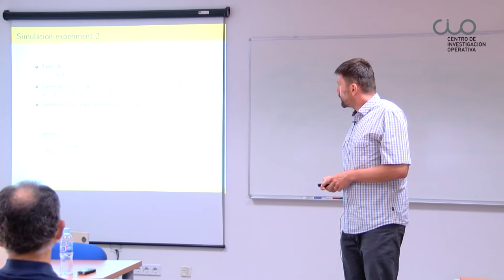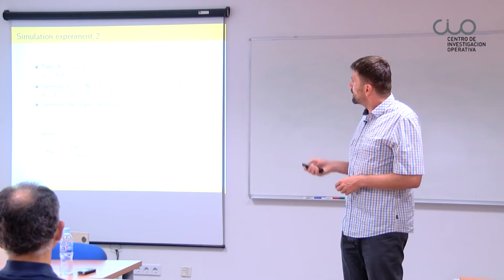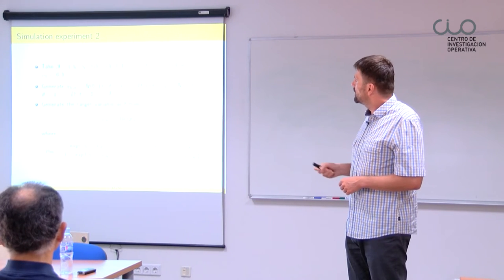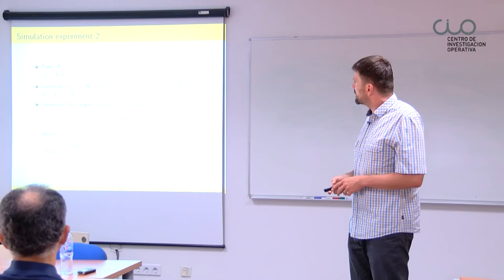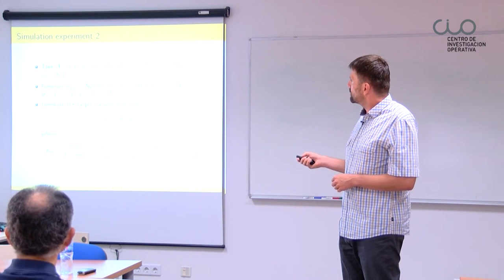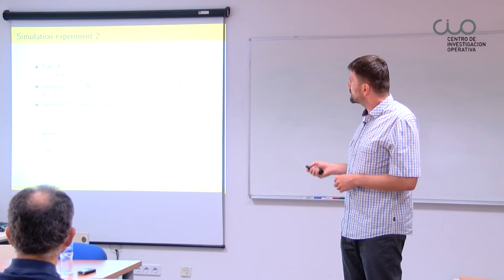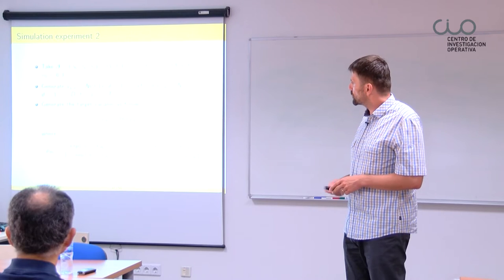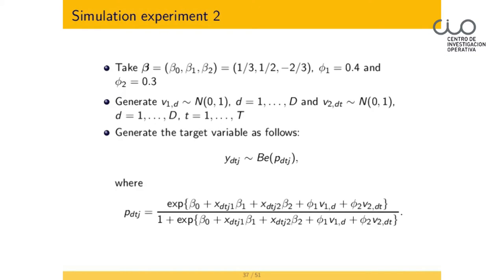And concerning the model, we again select some values of the parameters beta, for time instants 1 to 2. Again, these are very similar to the values which you obtain from the real data set. We generate the two sets of random effects for domain and domain in time, and we generate the observations of interest from the multinomial distribution with this probability. So again, we have here the intercept, the regressor, the first set of random effects and the second set of random effects.